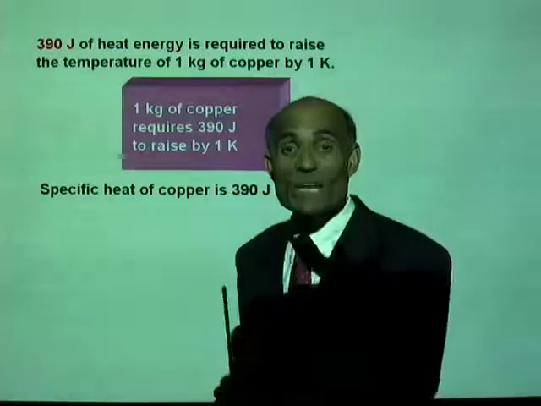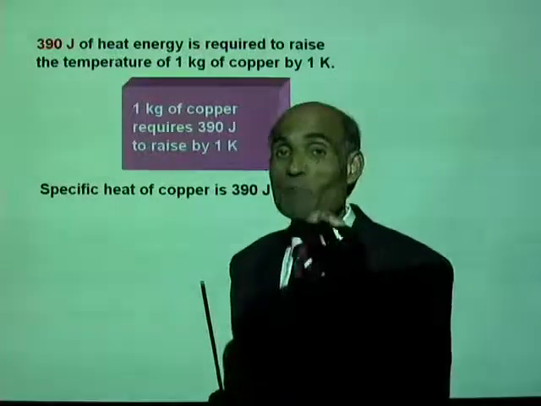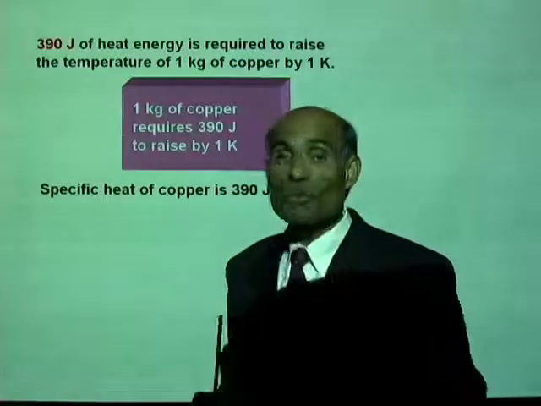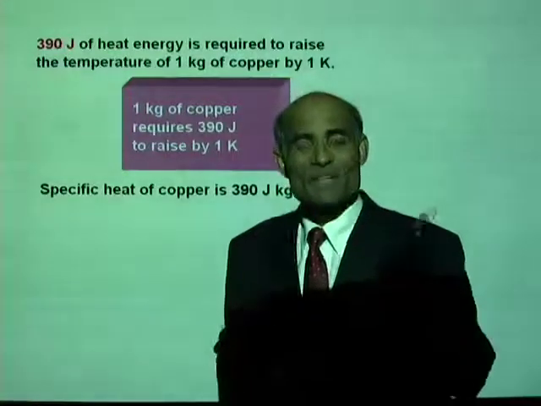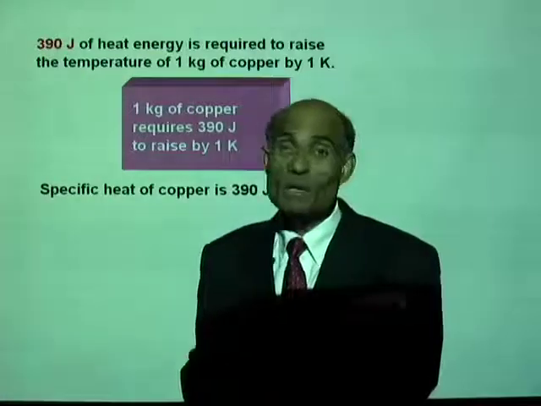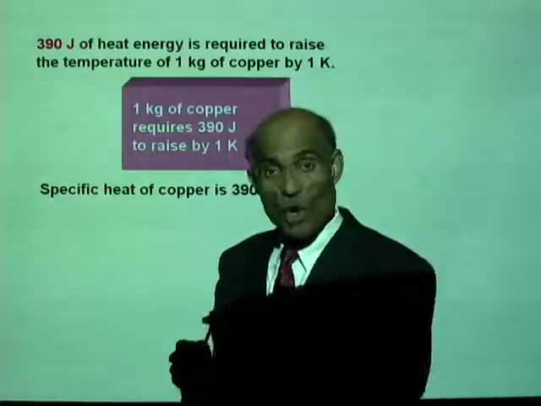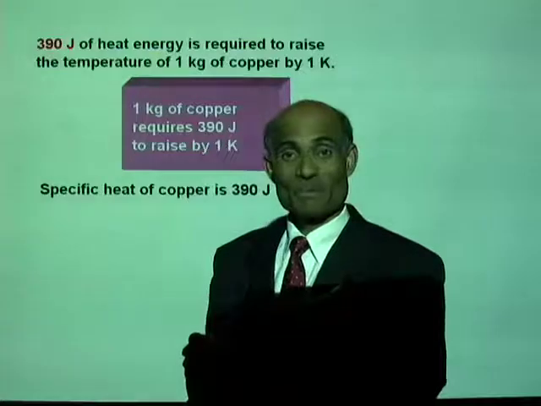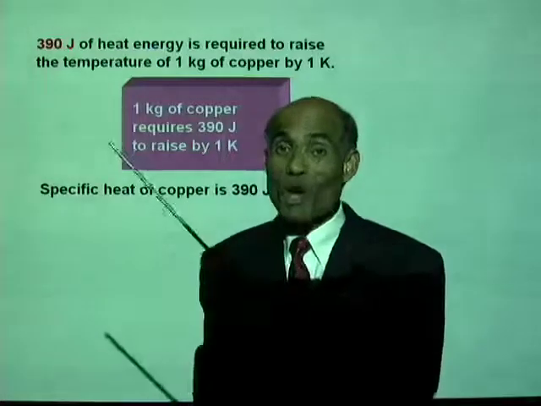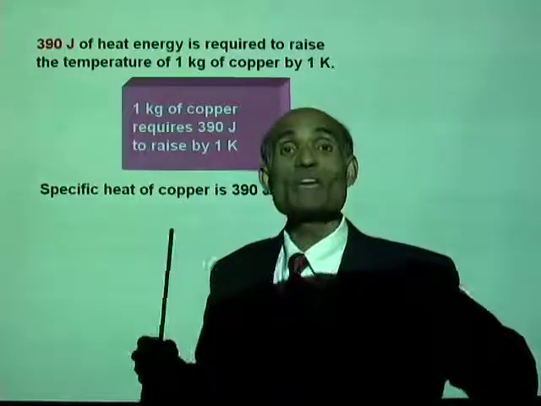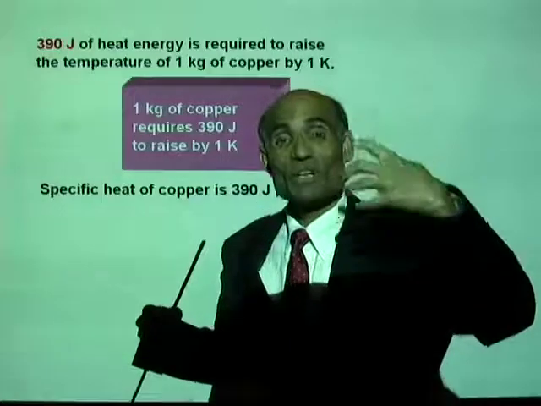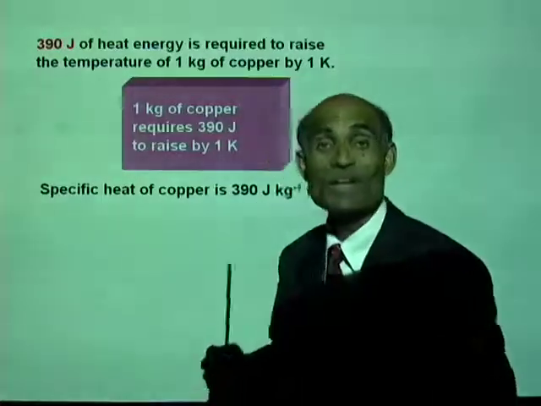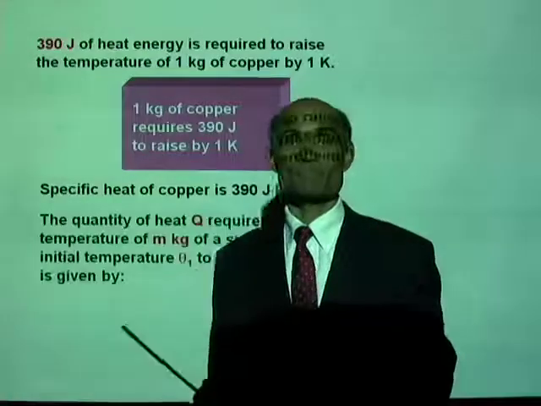You know, why is copper a better material for making cooking utensils? Have you seen that some good cooking utensils have a copper bottom? Why? Because a small amount of heat will increase its temperature by a large amount. So you can increase the temperature very quickly if you use copper.